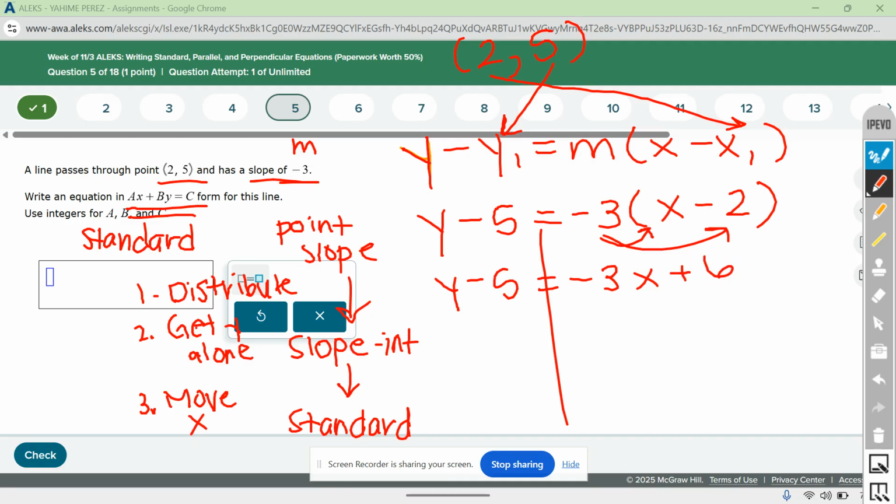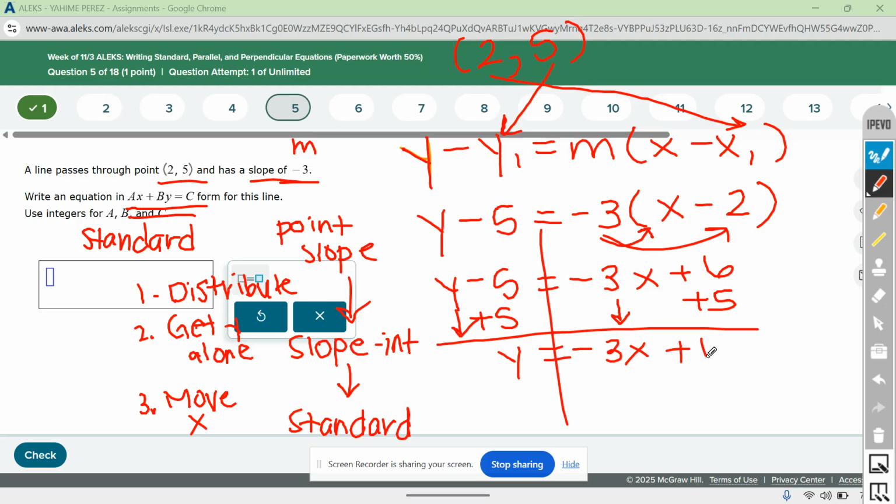Okay, and then I'm going to get y alone by getting rid of this -5 by adding 5 to both sides. And I'm only allowed to add 5 to its like term, so I can only add it to the 6. I'm going to bring down the y and the -3x, and that'll be y equals -3x plus 11.